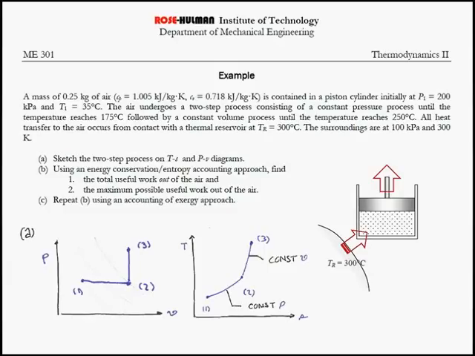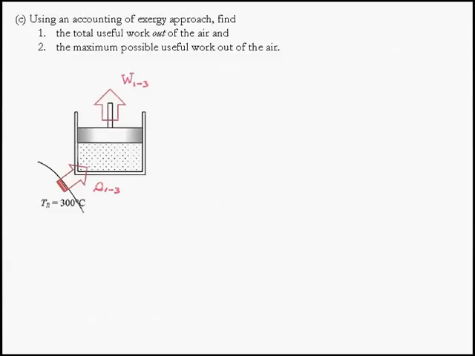Okay, so let's move on to part C, which is to find the total useful work out of the air and also the maximum number that could be using an exergy approach. So here we have our piston cylinder. It's got air in it. Heat transfer goes into the air in a two-step process. That heat transfer comes from a reservoir at 300 degrees C. It does not come from the surroundings, and then the work is done on something that we don't see, I guess the surroundings if you'd like.